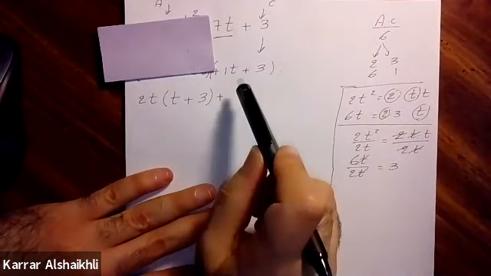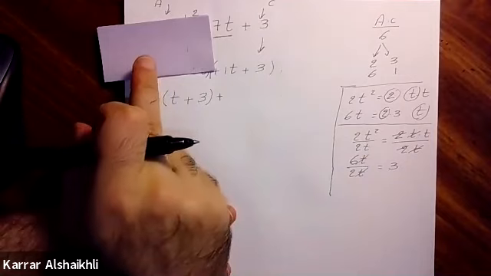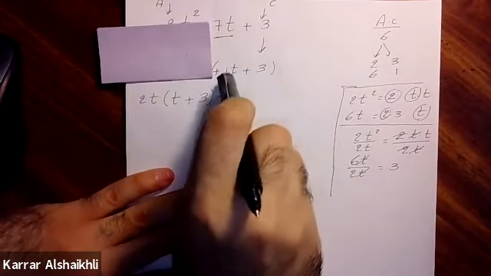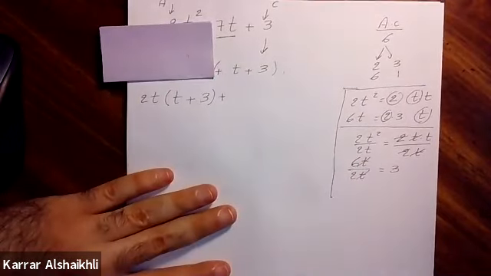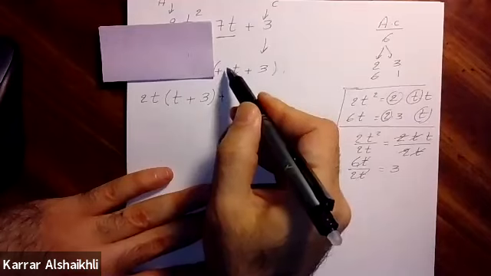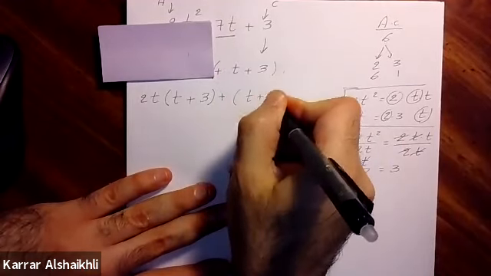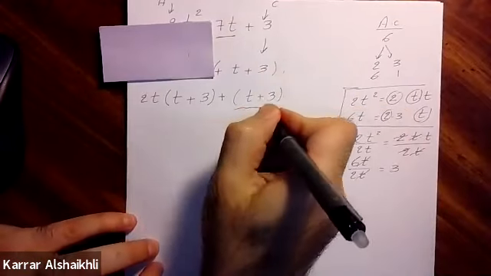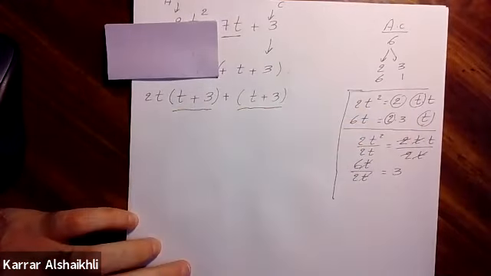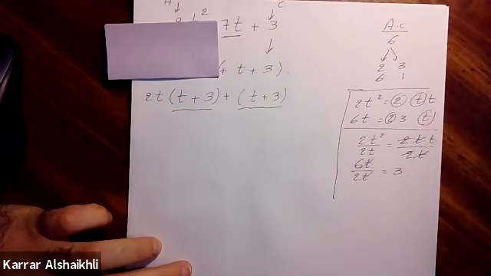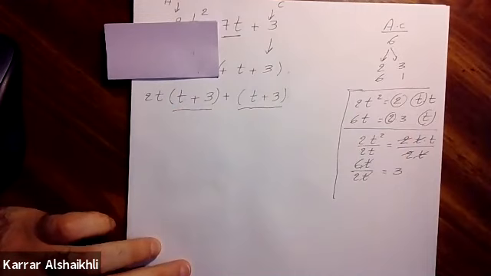So now, can I write down 1t as just a t? Yes or no? Yes, because if there is no number here, that means already there is a visible 1. So now I'm going to write down t plus 3. Now check this parentheses, exactly the same thing: t plus 1, exactly the same.